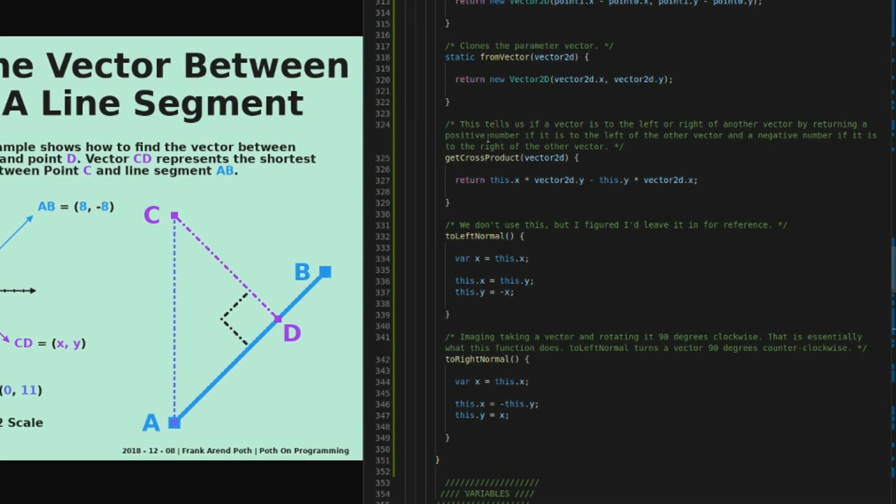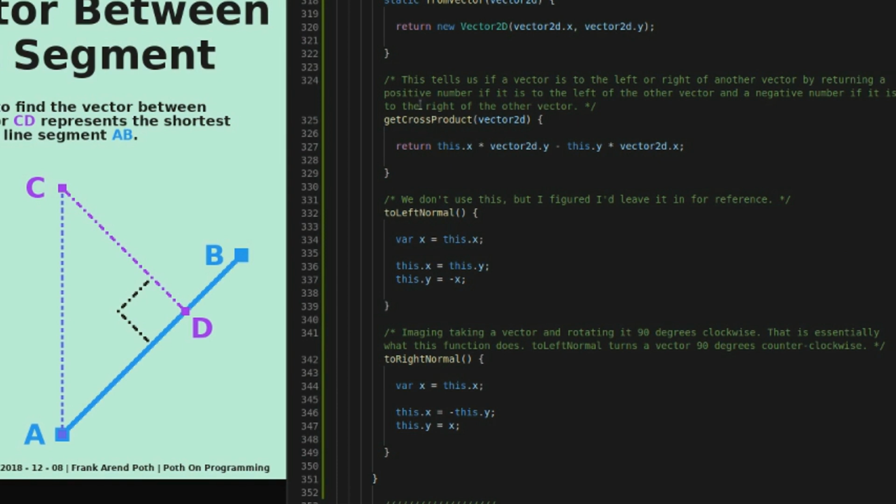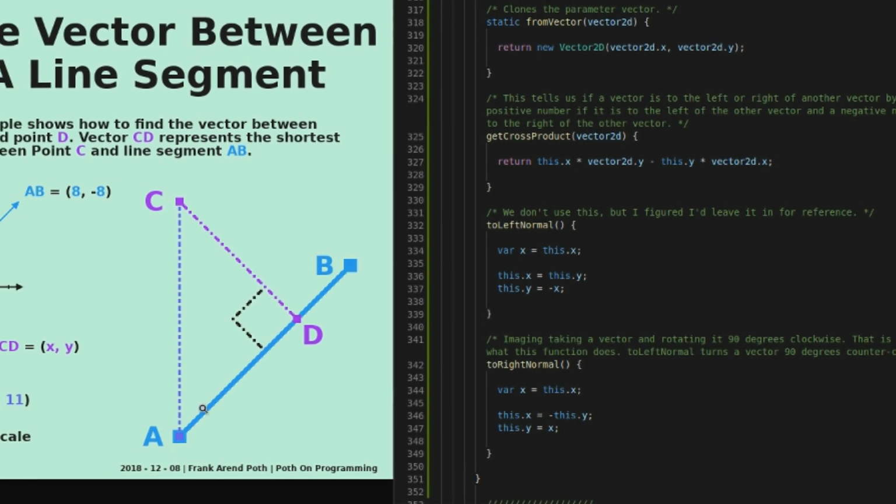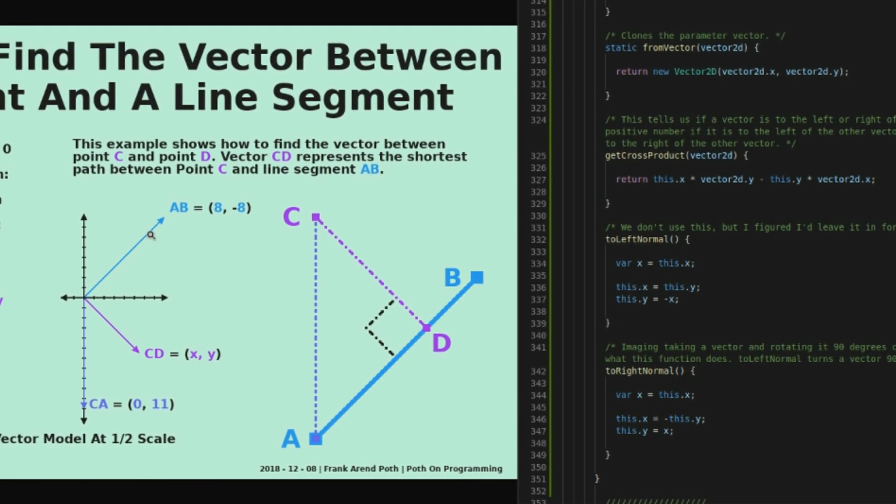So I forgot to mention a couple of functions that we use in the program that are pretty important. We don't actually use the left normal, but it's still important to know how to calculate a normal. We use the right normal. So basically this is going to take a vector. We were using vector AB, so this right here, and we were getting the right hand normal to use with getting the farthest point along that normal in our polygons to do collision with the line segment AB. So this is how we calculate a normal.